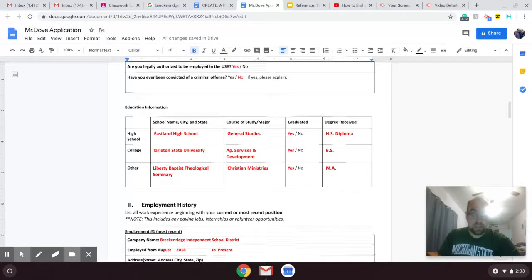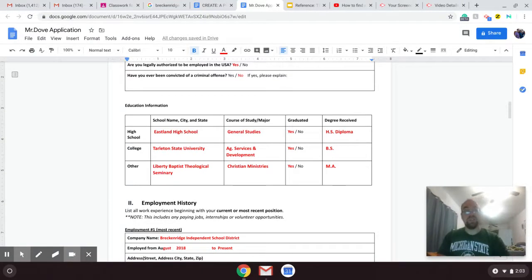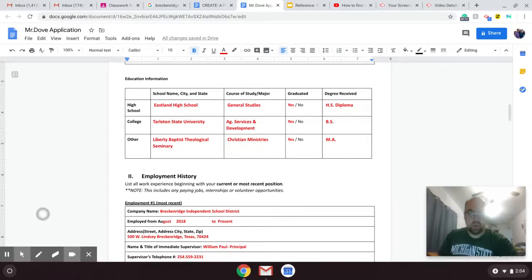And the next, it says educational information. So for high school, you would put Breckenridge High School. And on degree received, you would say no, not graduated. And here you would put pursuing high school diploma. Okay, so I've earned mine, so I was able to put I received it, but you would put pursuing high school diploma.